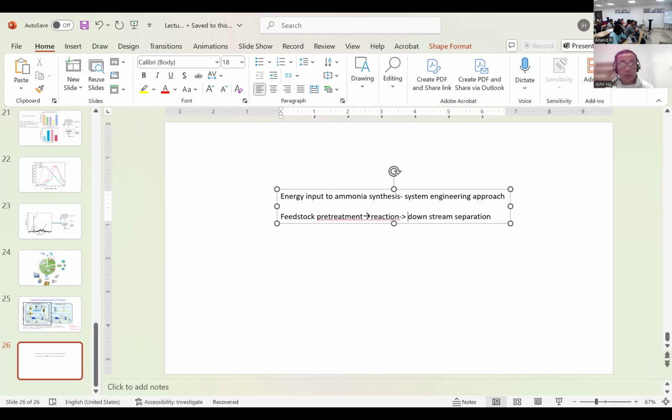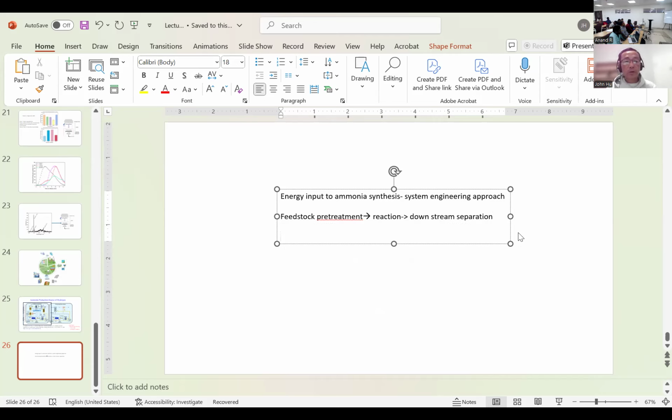Okay, so that's a very good question. Tomorrow you will see the economic analysis. We actually break down the energy spent on this reaction and pretreatment. Now in the Haber-Bosch process, we don't spend too much in the reaction and in the feedstock pretreatment, and then downstream the separation is large. So let me write it down here.